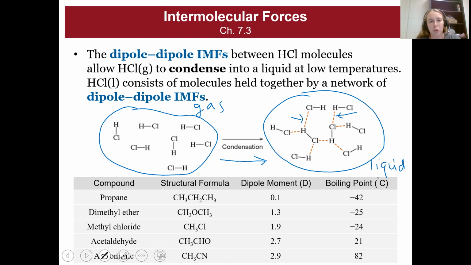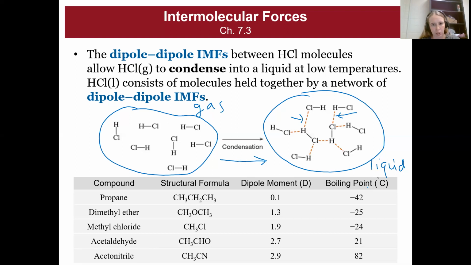So as you lower the temperature, gases become liquids. Kind of the same thing that we have with water. So the boiling point of water is 100 degrees Celsius. When we drop below 100 degrees, we condense into water. We go back to a natural state. Same thing happening here. And then this little table down here that I got from your book just shows some different structural formulas with their corresponding dipole moments and boiling points.